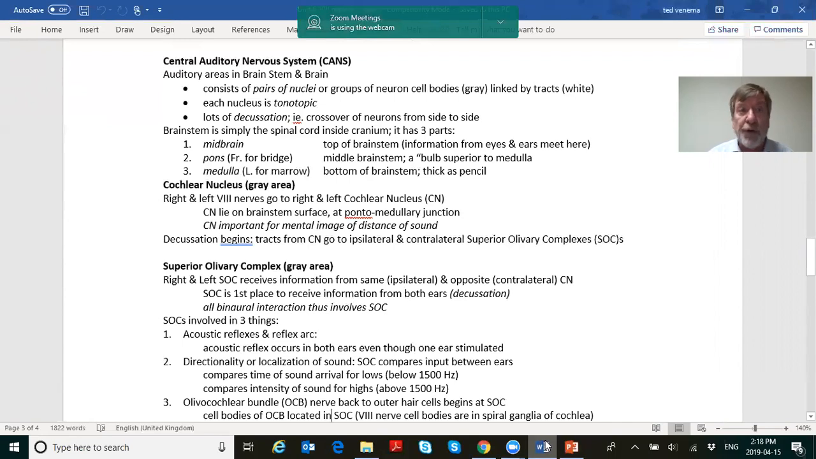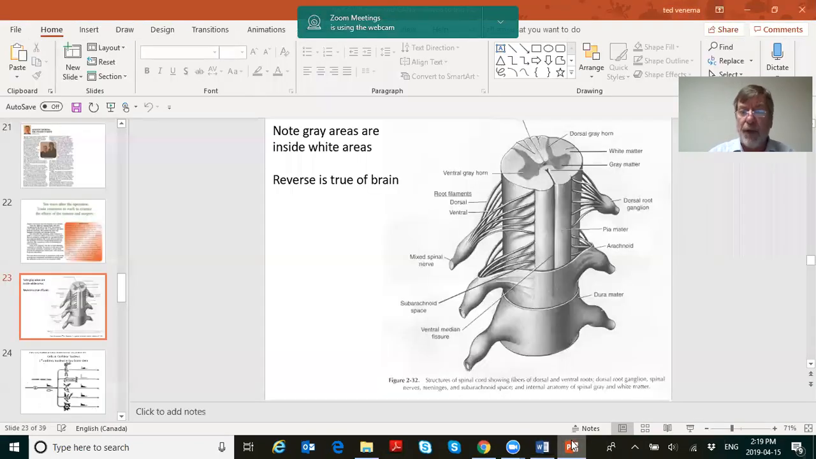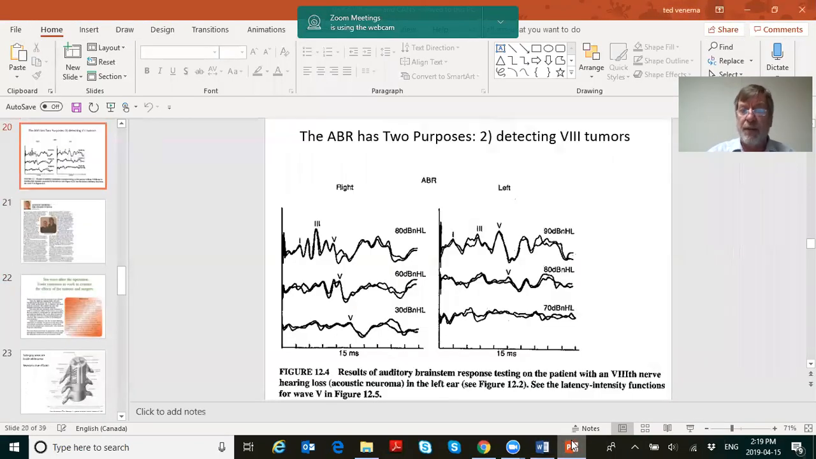What did we say the central nervous system is? The brain and spinal cord. All other nerves are peripheral. So the eighth nerve, even though it's a cranial nerve, is part of the peripheral nervous system. However, retrocochlear pathology includes the eighth nerve, part of the peripheral nervous system, and the brain stem and/or temporal lobes of the brain. So make sure you know what the ABR is, the test for an eighth nerve tumor.